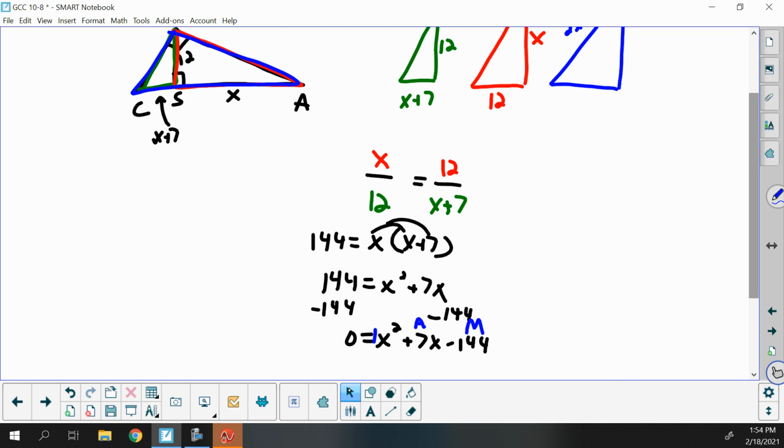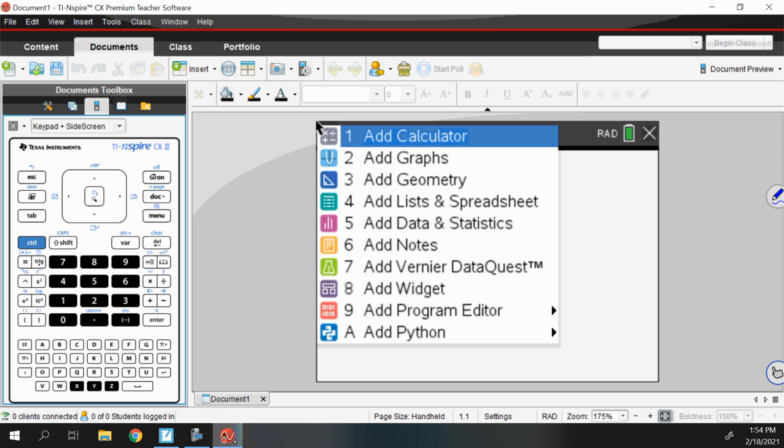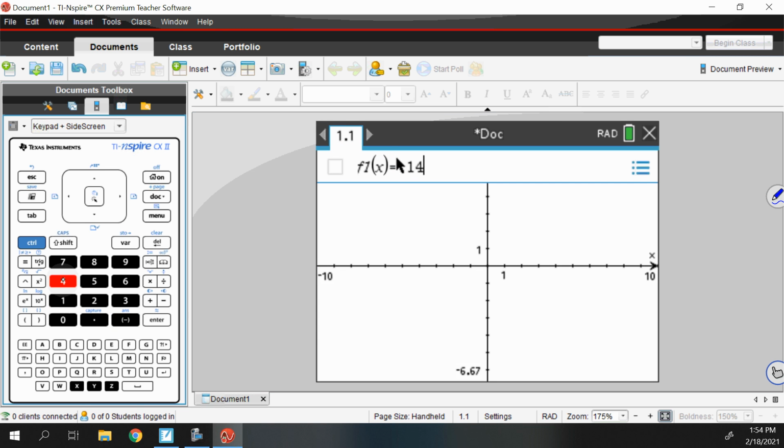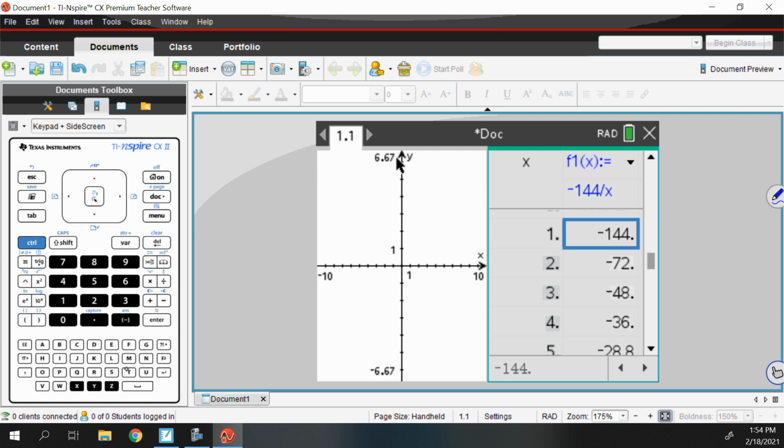Now, if you're unsure of that, the way for the calculator to help you out is go to a graphs page, do the number you want to multiply to, which for us is negative 144, divide it by x, and then do Control T to look at the table, and these are all of the things that will multiply to negative 144. Well, we've got to scroll through and find one that adds to 7.